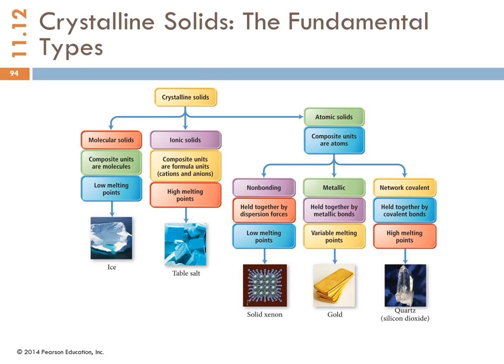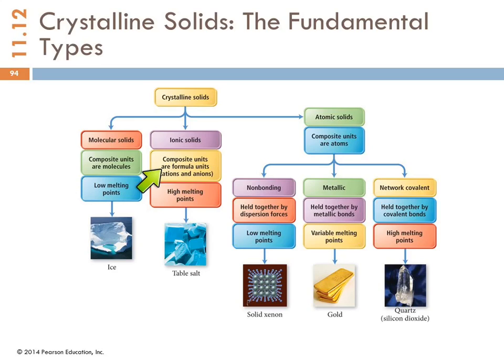Fundamental types of crystalline solids. So here we have our crystalline solids, and we can divide them into different categories. We can get molecular solids, the particles or molecules. These tend to have low melting points. Ionic solids, these are going to have ions as their particles.